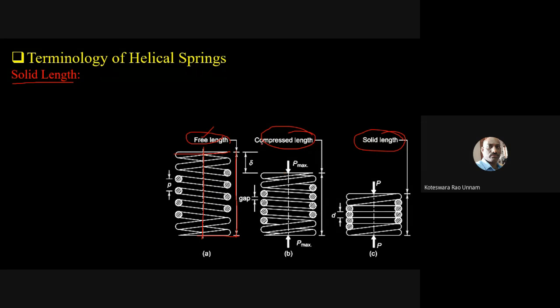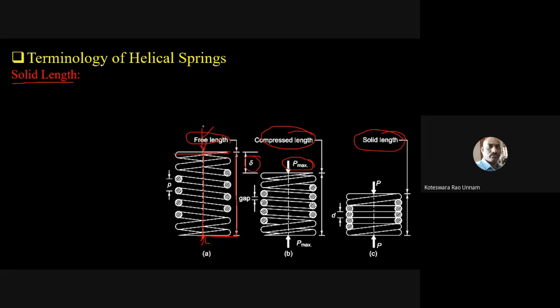Then if I apply a load, some maximum load, if I apply P max, the maximum load, to the spring, a compressive force is going to compress the spring. So if I apply the maximum load, that means the maximum possible compression in the spring, the length corresponding to this is the compressed length. So here the amount of compression is delta. This is the free length.